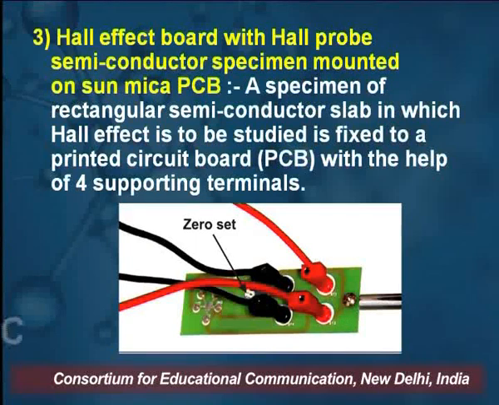This current source is used to supply current to the semiconductor, and the other 2 terminals are connected with the voltage, which is required to measure the voltage developed in this semiconductor. So these are the 3 main important parts of the experiment.